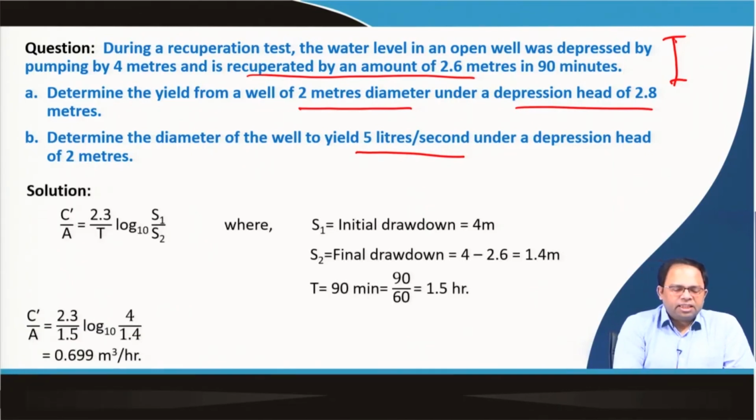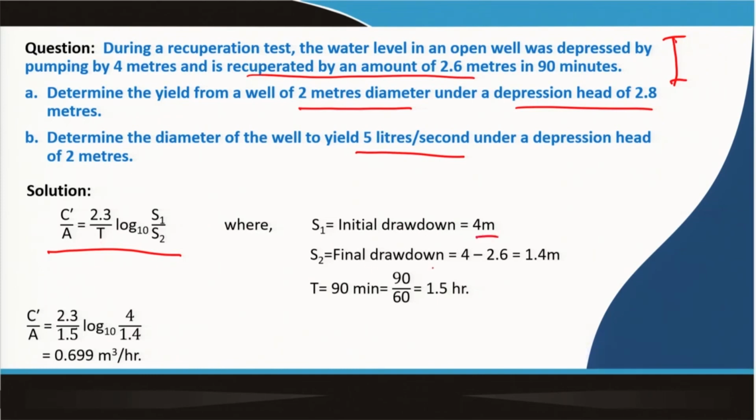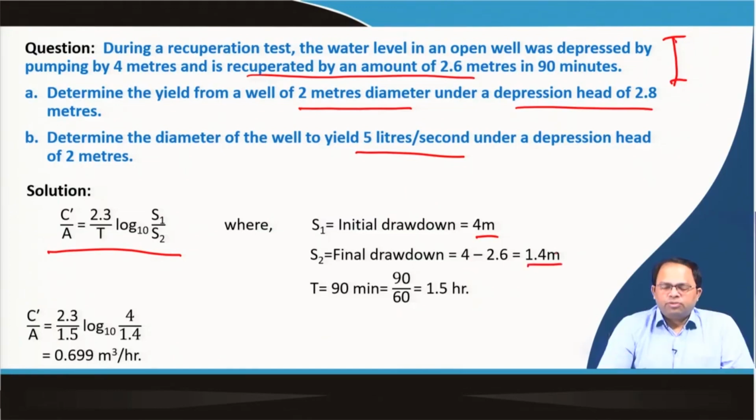First, we determine the specific yield C dash A, which is given by the formula which we just learned. Here S1 is the initial drawdown, 4 meter, S2 is the final drawdown, which is 4 minus 2.6 meters, and it will come to 1.4 meters, and T equal to 90 minutes, which is 1.5 hours. So C dash A is equal to 2.3 divided by 1.5 into log to the base 10 of 4 by 1.4, which comes to around 0.699 meter cube per hour. So, this is the specific yield of this particular well.